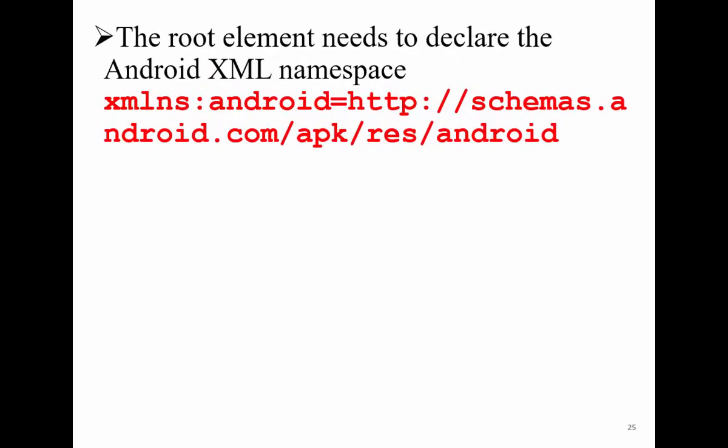Now, all the elements in the XML are children of the root element. The root element is the XML from Android. You see this at the top of your XML file. This is the root XML namespace, so all the tags are inherited or taken from this root.